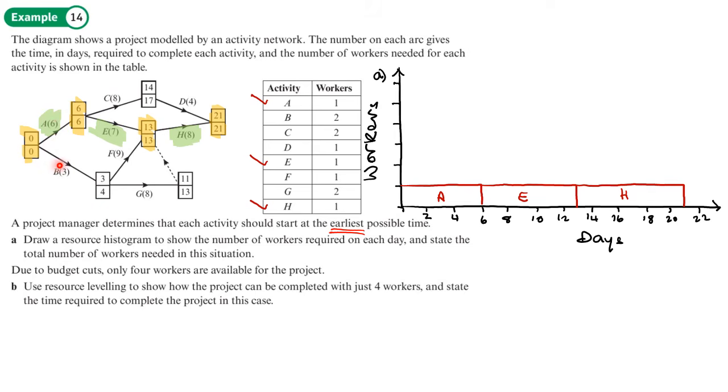So we'll look at activity B. That has to start right at the start here. It does have a slack of 1, so it could be started at 1 and still finish at the right time, but it says that each activity should start at the earliest possible time. The earliest possible time for B is 0 and B requires 2 workers. So we want to go from 0 to 3 with 2 workers. So 0 up to 3. There's B. We'll tick that off, 2 workers.